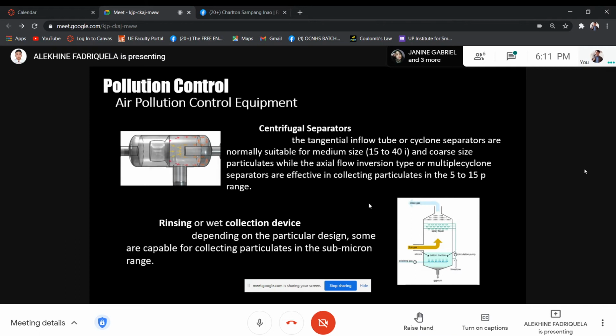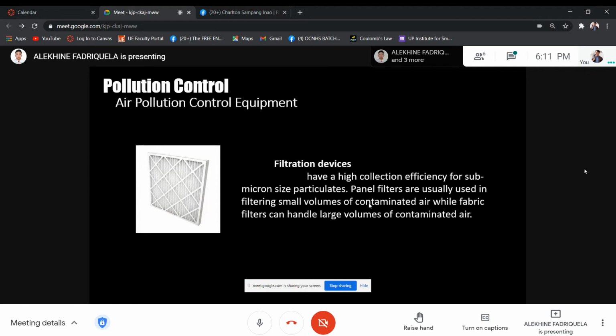Rinsing or wet collection device. Depending on the particular design, some are capable for collecting particulates in sub-micron range. Filtration devices have a high collection efficiency for sub-micron size particulates. Funnel filters are usually used in filtering small volumes of contaminated air, while fabric filters can handle large volumes of contaminated air.